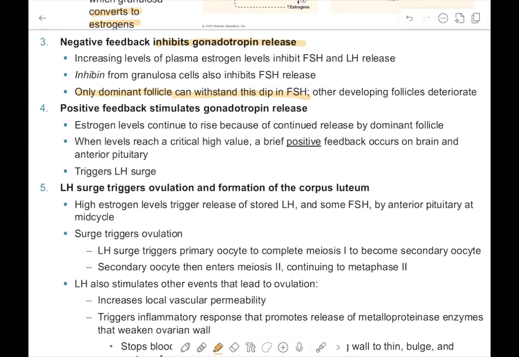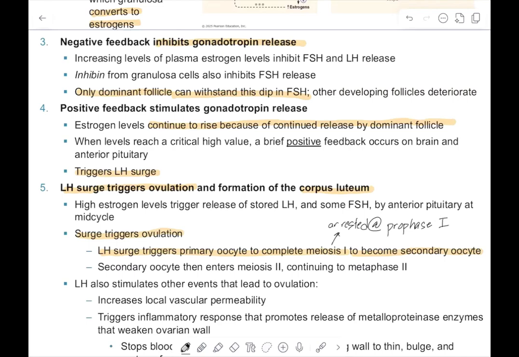Estrogen levels continue to rise because of the continued release by the dominant follicle. And this eventually triggers the LH surge, which is responsible for ovulation and the formation of the corpus luteum. So the surge triggers ovulation. This triggers the primary oocyte to complete meiosis 1 to become the secondary oocyte. Remember that it is arrested temporarily or paused at prophase 1.